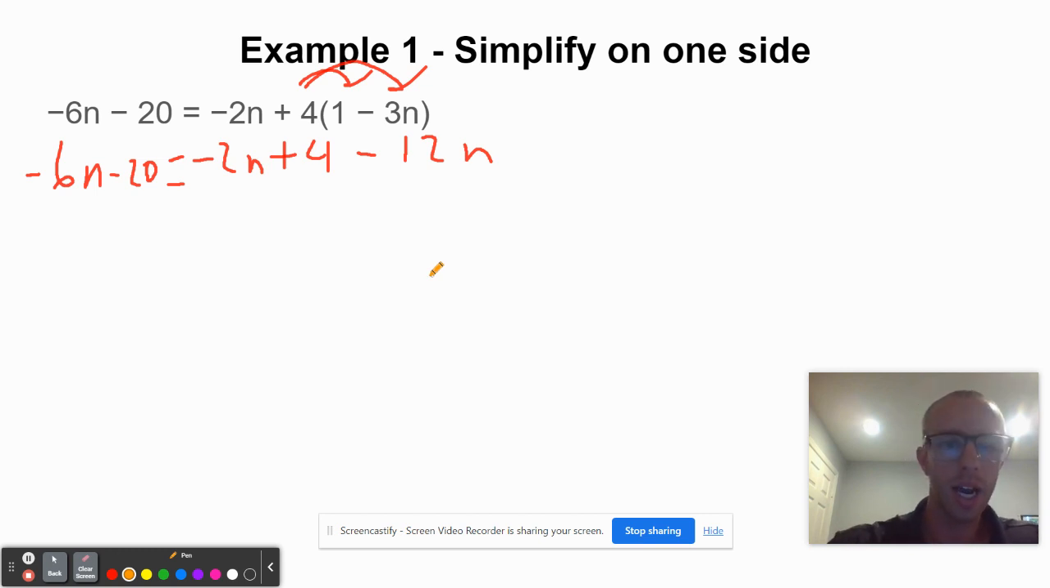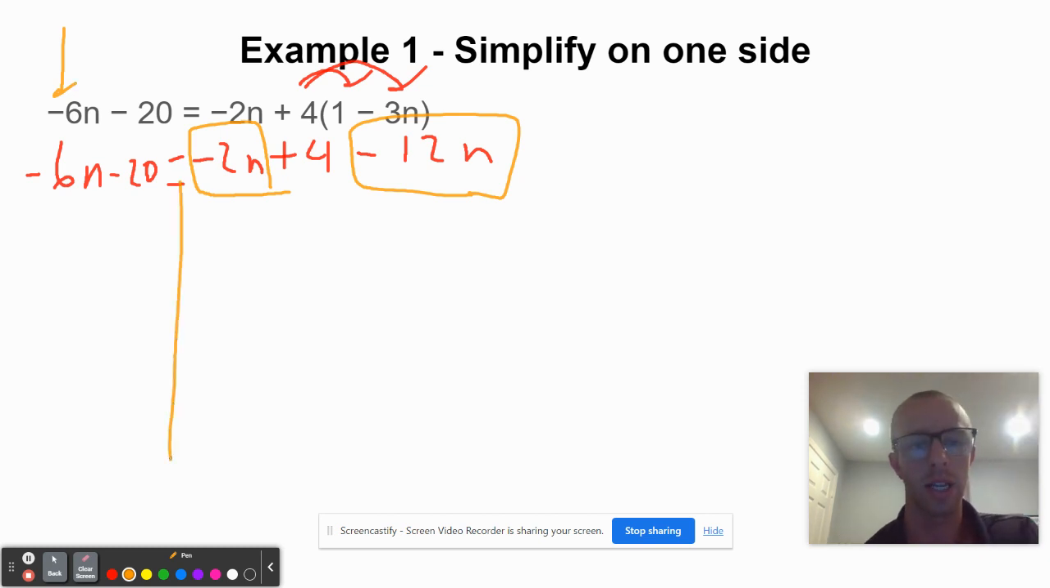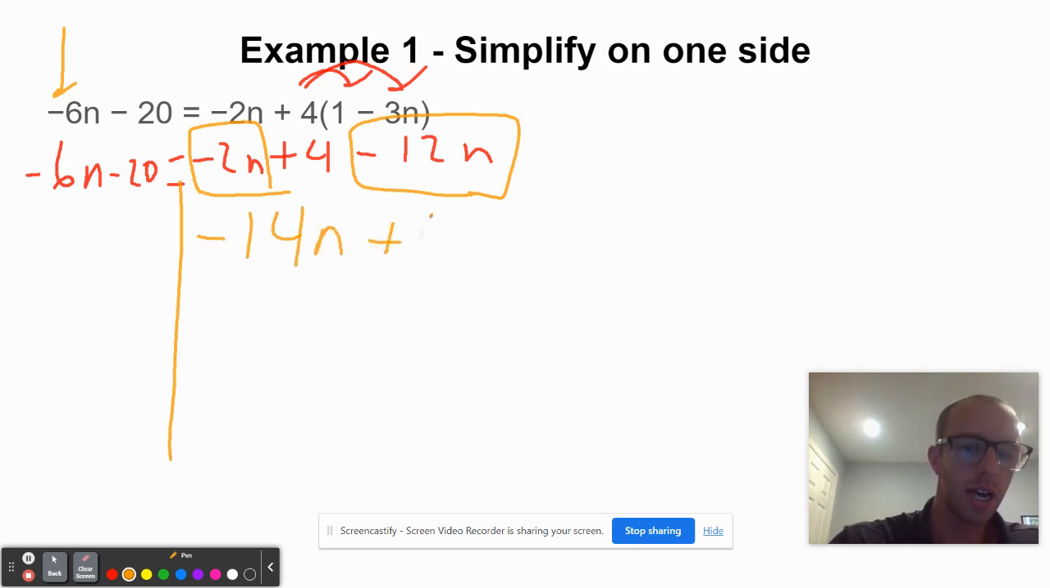All right, this side, the right side of the equation, is still not fully simplified. I have like terms. I have a negative 2n and negative 14n. Remember, I cannot combine with this over here. All right? That's on a different side of the equal sign. You can only combine terms that are on the same side of the equal sign. So I have a negative 2n and a negative 12n. That combines for negative 14n. I didn't use this plus 4, so it comes straight down. And I still have negative 6n minus 20 on this side.